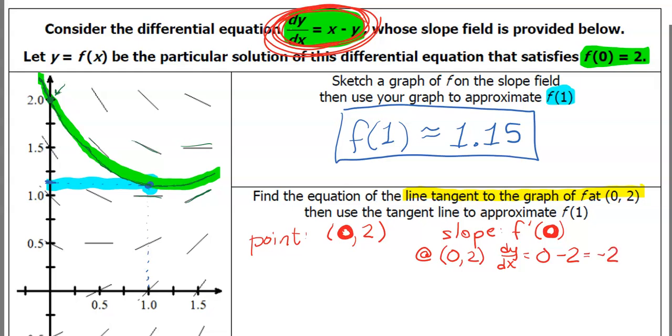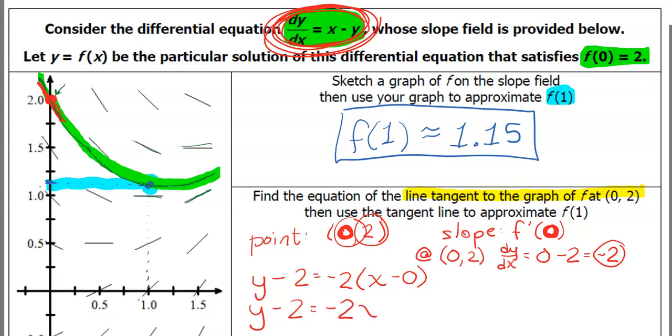So my slope is -2. If you look over here at the slope field, I have this red point, which they gave me. And then the little segment that was under there had a slope of -2. This is y. The slope's supposed to be -2. So y minus my known y value equals slope times the quantity x minus my known x value. So I have y minus 2 is -2x. That's the equation of my tangent line.